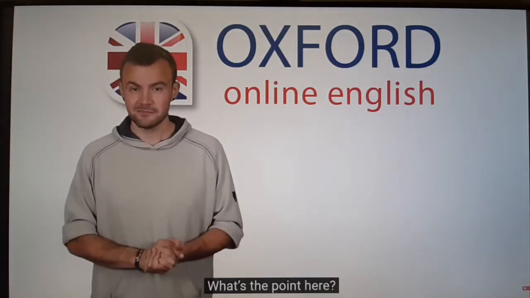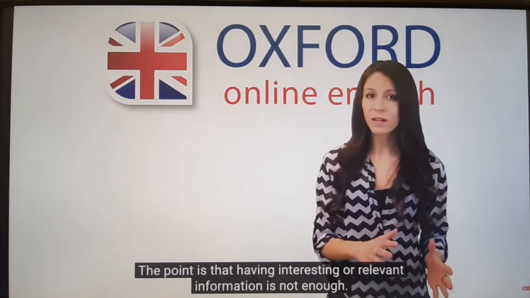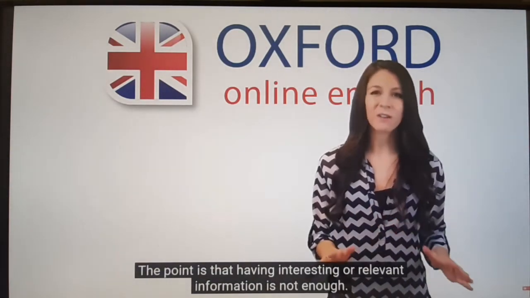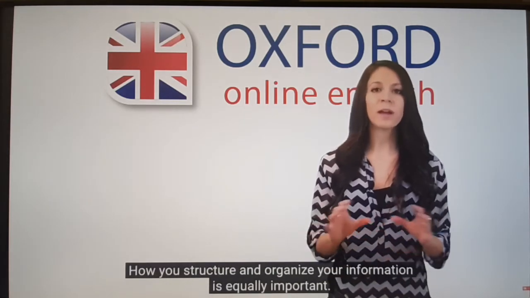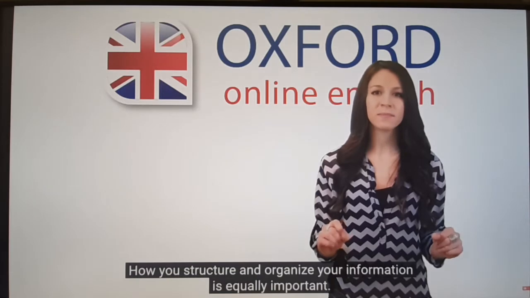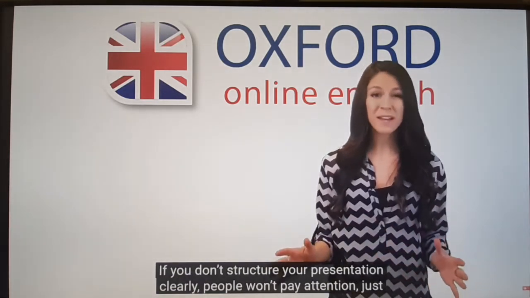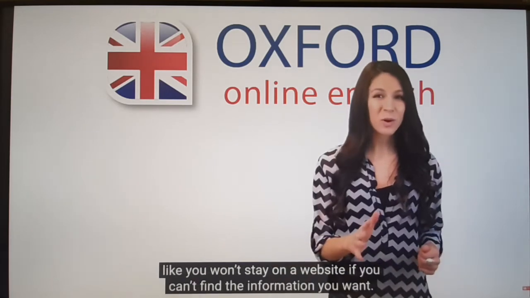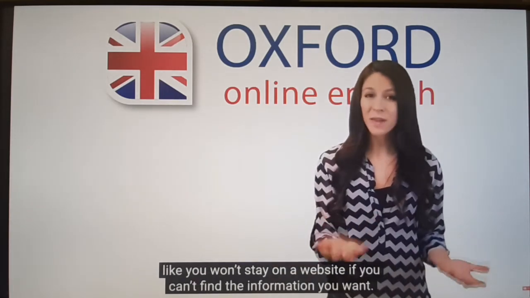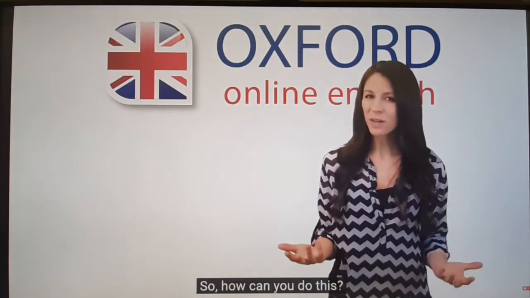What's the point here? The point is that having interesting or relevant information is not enough. How you structure and organize your information is equally important. If you don't structure your presentation clearly, people won't pay attention, just like you won't stay on a website if you can't find the information you want. So how can you do this?